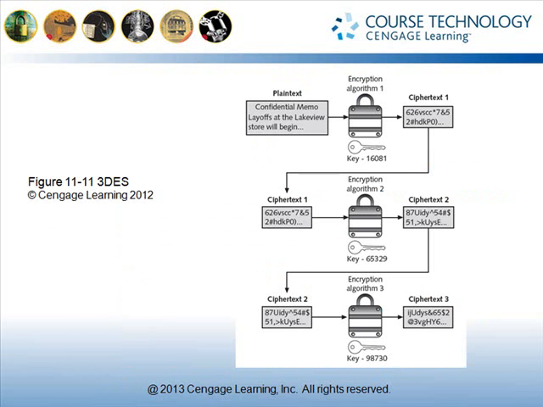Here's a figure that illustrates that. 3DES with different keys. We begin with our plain text. It goes into encryption algorithm 1 with a key, creates ciphertext 1. Then that whole ciphertext 1 becomes input into encryption algorithm 2, and it has a different key, creates different ciphertext, and that ciphertext becomes the input into our encryption algorithm 3, which once again produces more ciphertext.